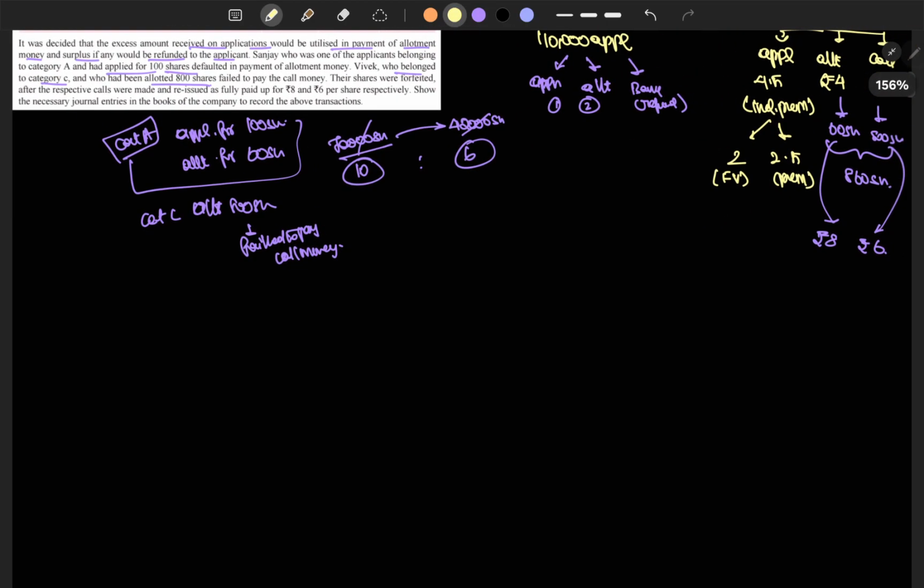Let's prepare a statement showing how many shares have been applied, how many shares we allotted, and how much money has been adjusted and the adjustments made.